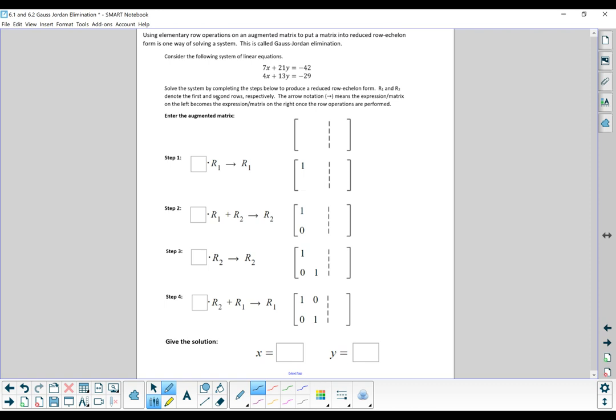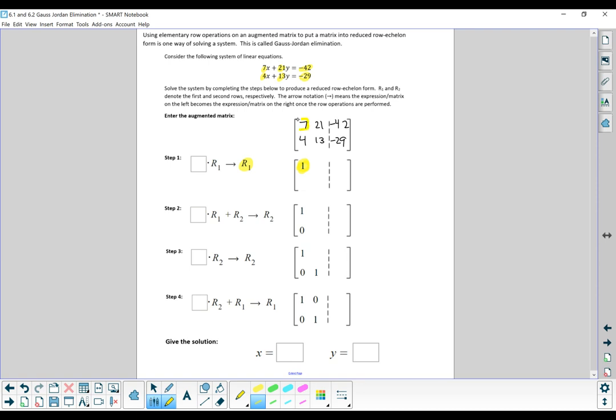So the first thing you'll have to do is augment the matrix. So you're just going to grab those coefficients and those constants and fill them into your matrix. So our first row is going to be 7, 21, negative 42, and then 4, 13, negative 29. Okay, so then it has 4 steps shown, and it will show sort of what your goal was on the matrix. So our first step is to get a 1 in that row 1 position.